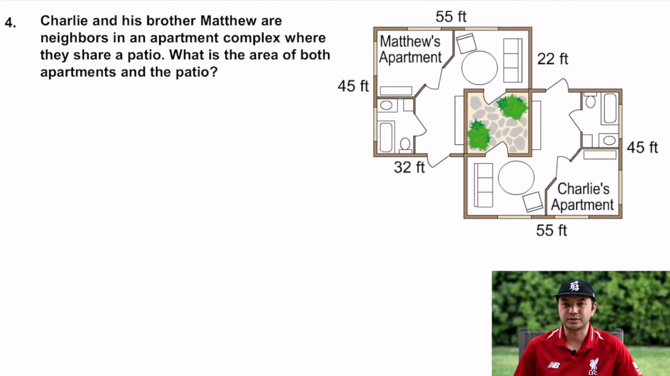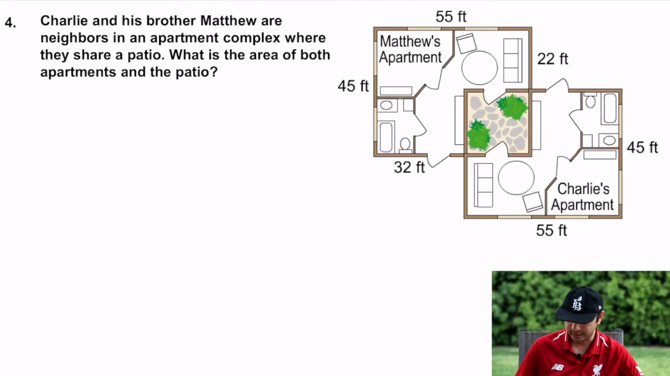Okay, so let's do another kind of problem here. These are overlapping figures, right? I'm trying to find the area. So there's a long way and a fast way to do this. So Charlie and his brother Matthew are neighbors in a complex where they share a patio. What's the area of both apartments and the patio?